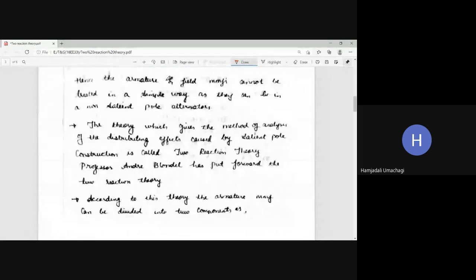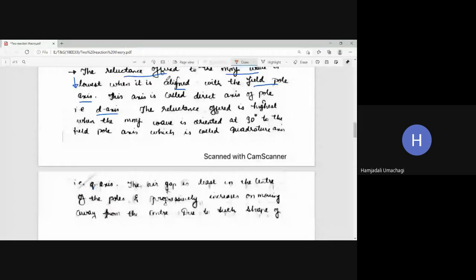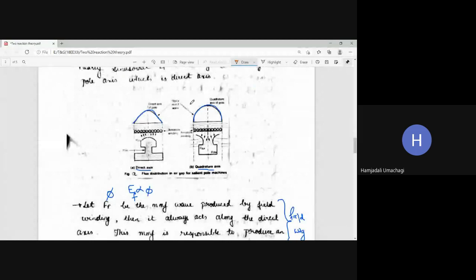You can see this with the help of this diagram. Here it will experience more reluctance, and here it will experience less; here less reluctance, and here more reluctance. The one where it experiences less reluctance is the direct axis, and it has an almost sinusoidal waveform. Here it will be experiencing more reluctance, that is, at the quadrature axis. Here the waveform is not sinusoidal.